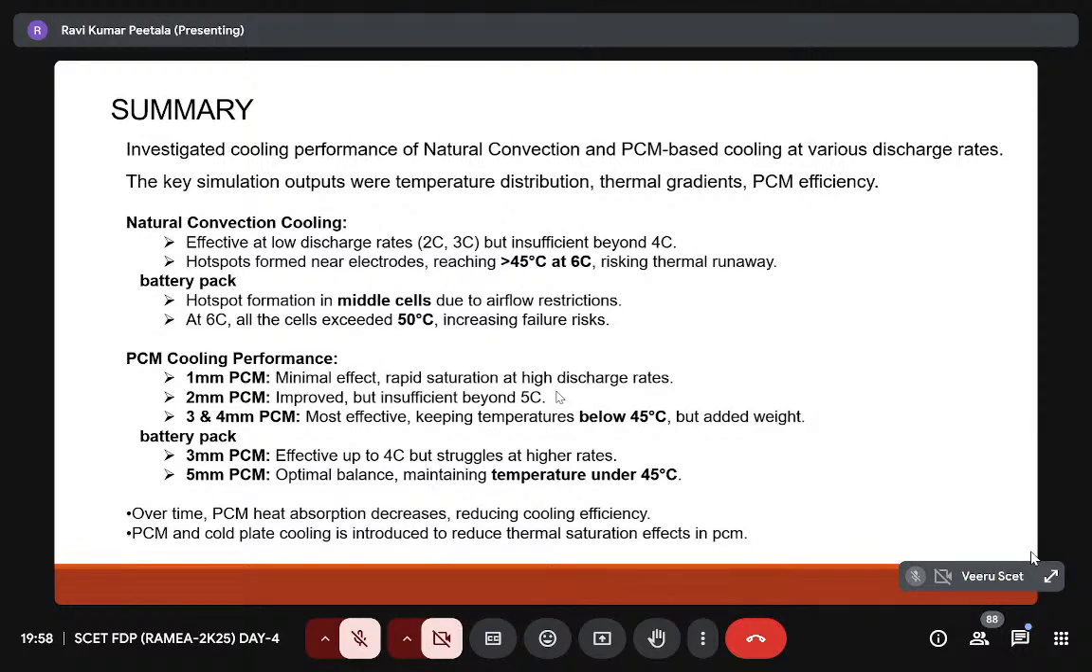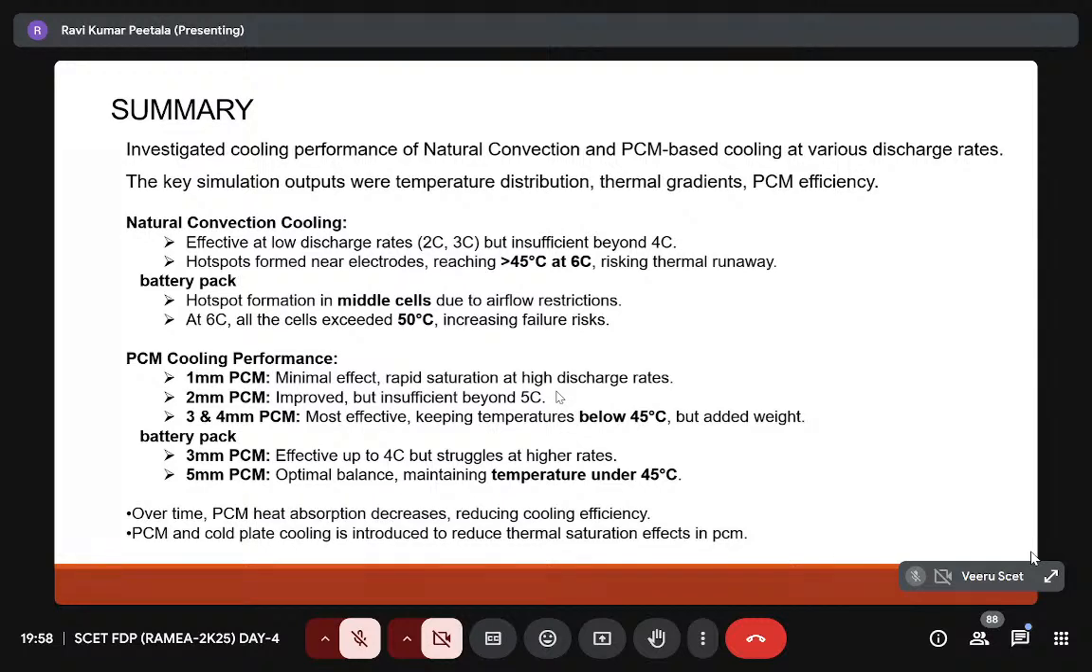So we investigated the cooling performance of natural convection and PCM based cooling at various discharge rates. Discharge rates of 2C to 6C were used, and the key simulation outputs were observed: the temperature distribution, thermal gradient, and PCM efficiency.